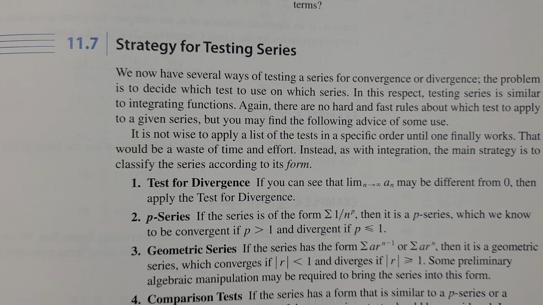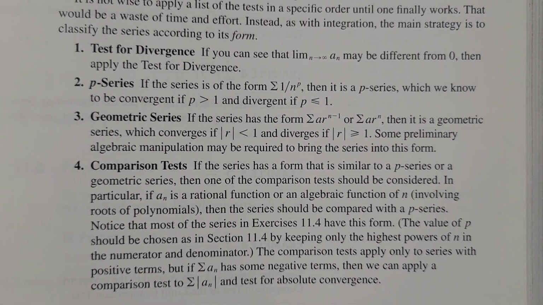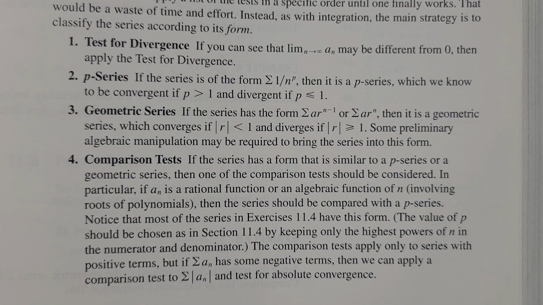Okay, so let's see. The first thing in section 11.7 is they kind of give us a strategy here. If I have just any series, and if I can see maybe at a glance that the limit as n approaches infinity of a sub n is not 0, then I know that the series diverges. That's the divergence test. Okay, don't forget about the divergence test. On some of these problems, the only way to do the problem is to use the divergence test.